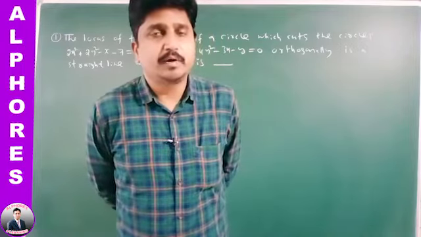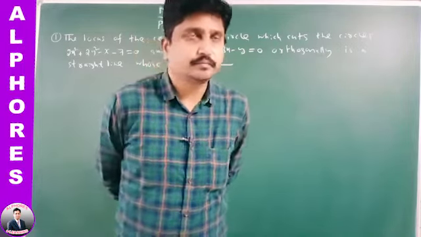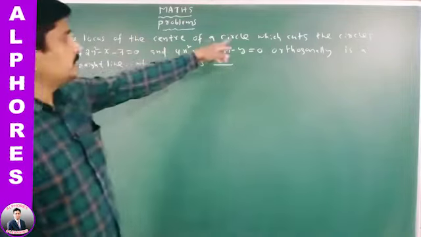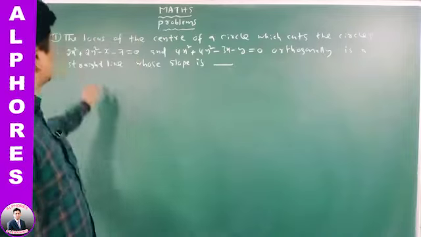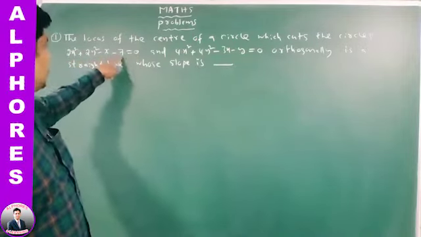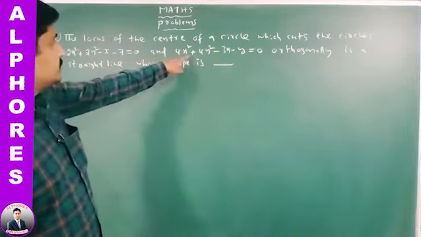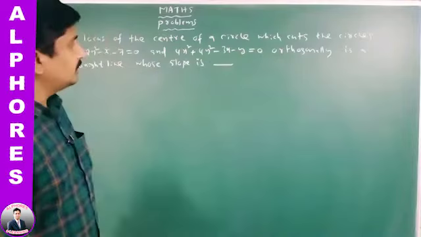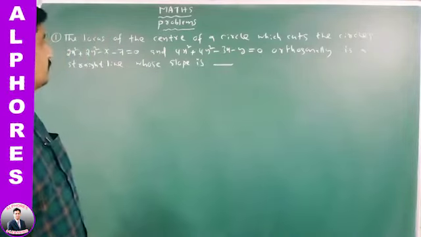Okay, today problems on radical axis. First problem: the locus of the center of a circle which cuts the circles 2x square plus 2y square minus x minus 7 equal to 0 and 4x square plus 4y square minus 3x minus y equal to 0 orthogonally is a straight line whose slope is.